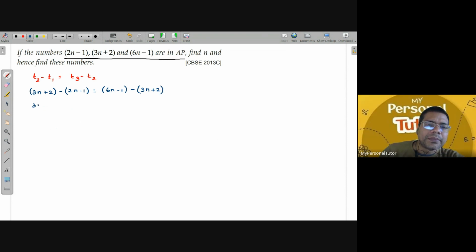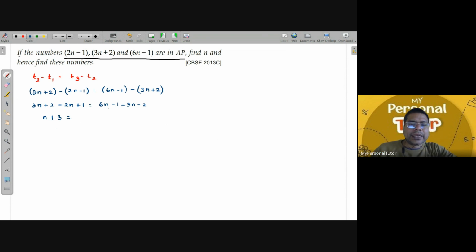First thing, you have to open the bracket, and while opening the bracket, you have to take care of the positive negative sign. So minus 2n it will become, right, and minus will become plus 1, and right hand side this is 6n minus 1 as it is. This is minus 3n, and this is minus 2, right, Arohi? Yes. Now if you simplify left hand side, 3n minus 2n is just n, and 2 plus 1 is 3, and that is equal to, right hand side if you simplify, 6n minus 3n is your 3n, and this is minus 3.